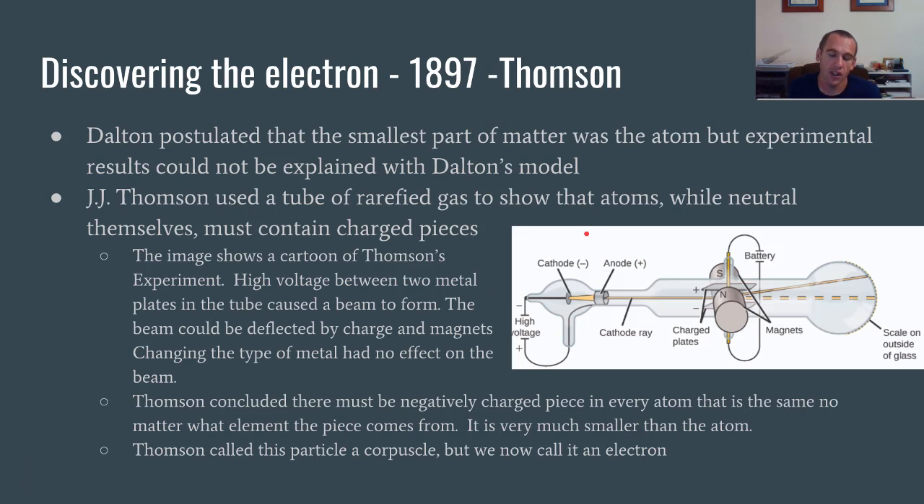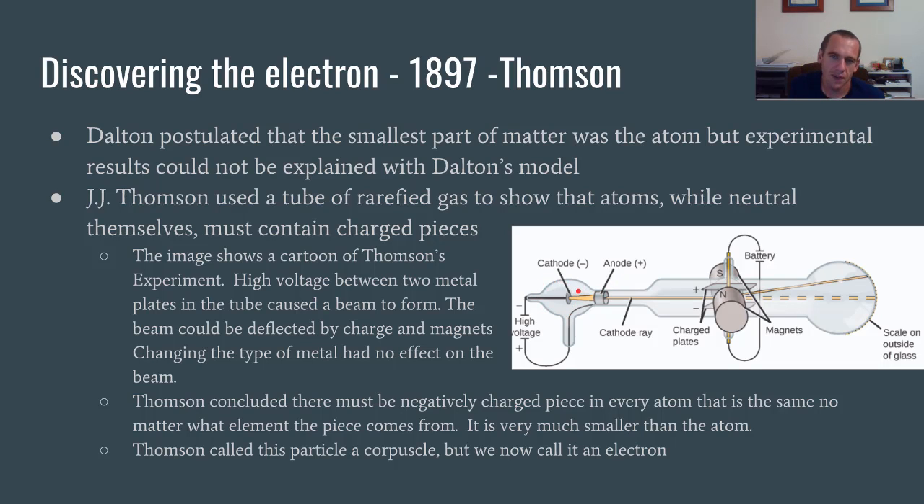So first we have to realize that Dalton's atomic theory worked until it didn't. It was a good idea, but then some experiments started coming along that showed that it wasn't quite complete. And a major one that helped us understand that was work that J.J. Thomson did. He was an English chemist with the cathode ray tube.